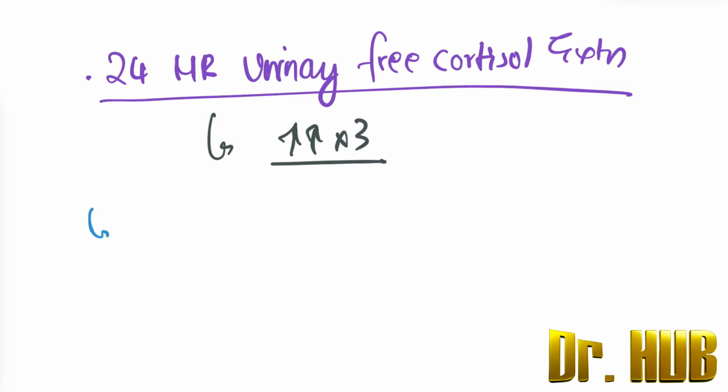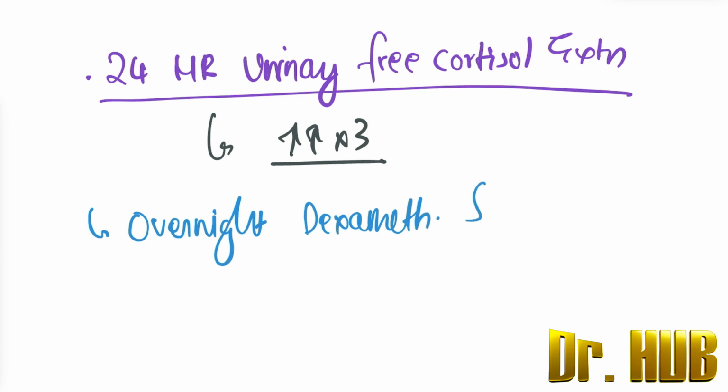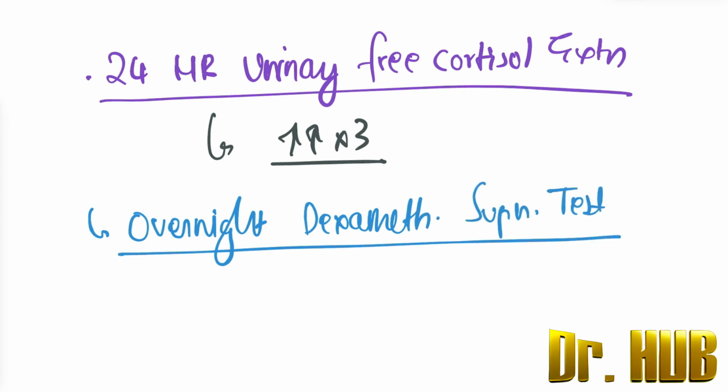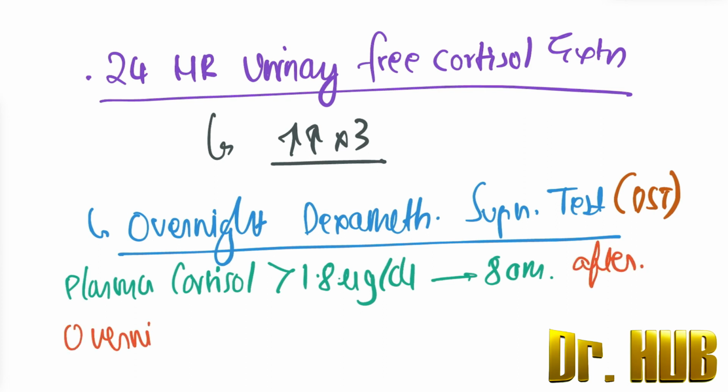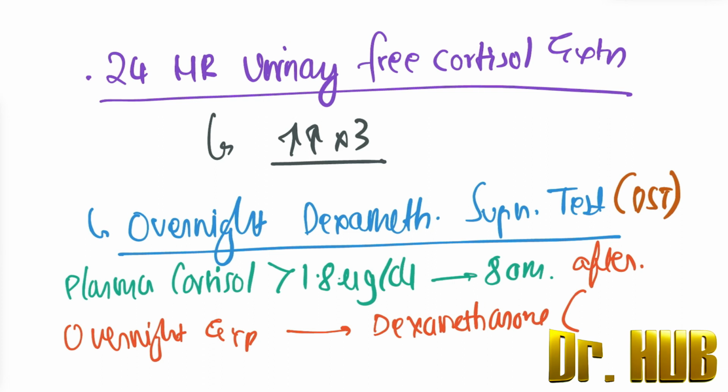Then comes the overnight dexamethasone suppression test, the DST. Here the plasma cortisol is greater than 1.8 microgram per dl at 8 am after overnight exposure to dexamethasone, that is, 1 milligram given at about 11 pm.